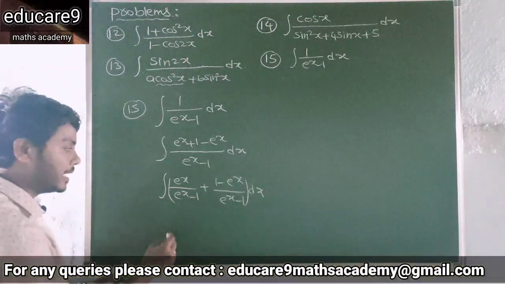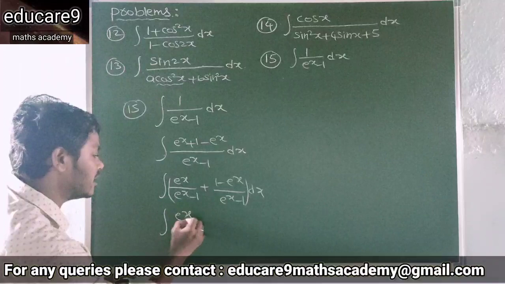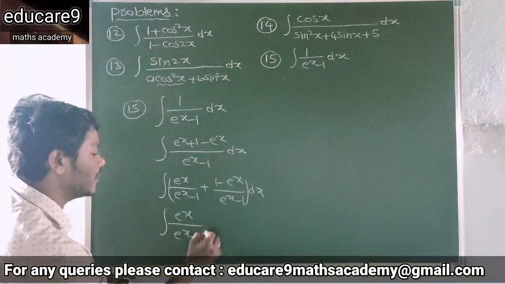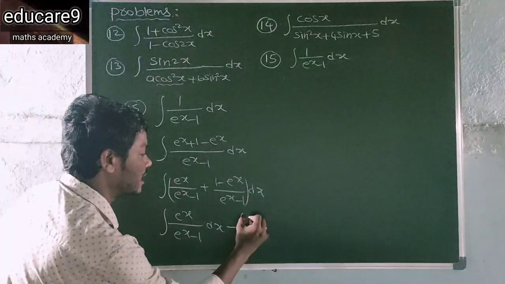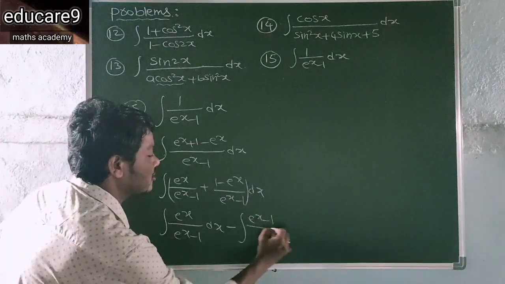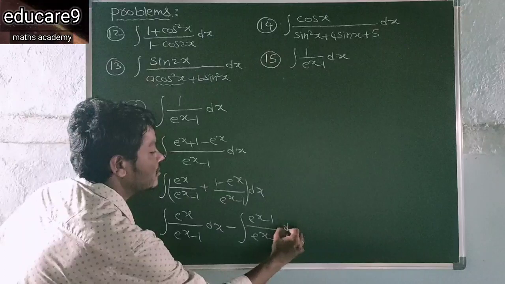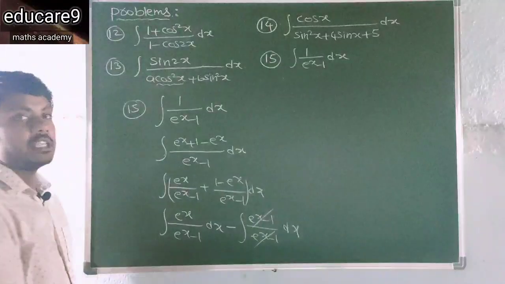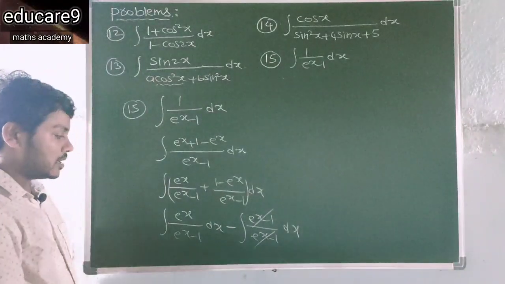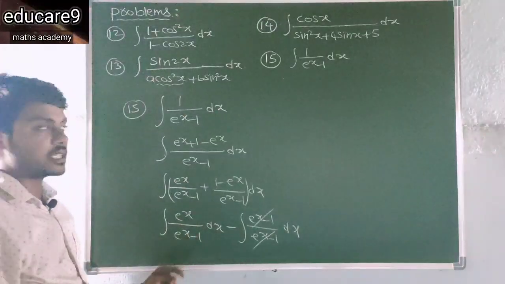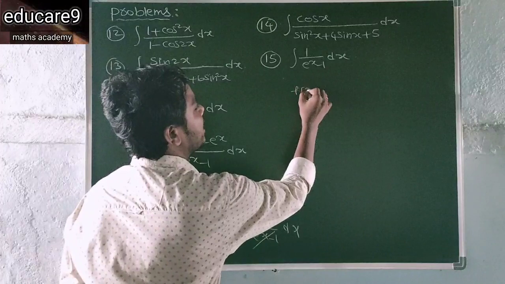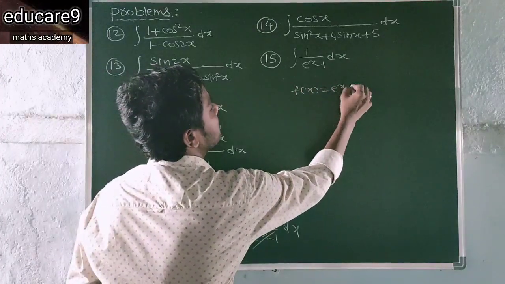Now separate the integration. What you get? Integration of e power x by e power x minus 1 dx. So here minus comes. You will get minus integration of e power x minus 1 by e power x minus 1 dx. So e power x minus 1 and e power x minus 1 get cancelled. Now see here, it is in the form of f dash x by f of x. So see here, what is f of x? e power x minus 1.